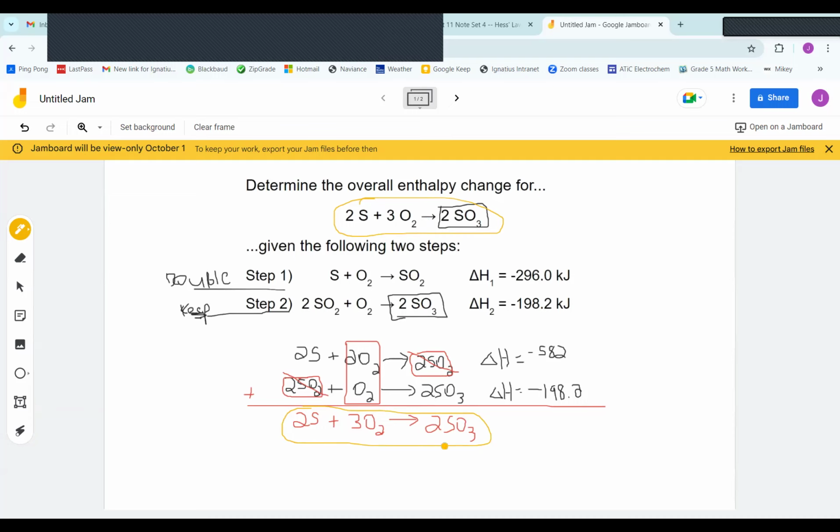So now, this is the easy part. After doing the manipulation of the reaction steps, once you agree that you've found the overall equation, all you need to do is add the delta H's together. So negative 582 plus a negative 198.2 gives you negative 790.2. And we'll keep the unit kilojoules. The hard part is figuring out what to manipulate, what step to flip around and what not to. Let's try one more.